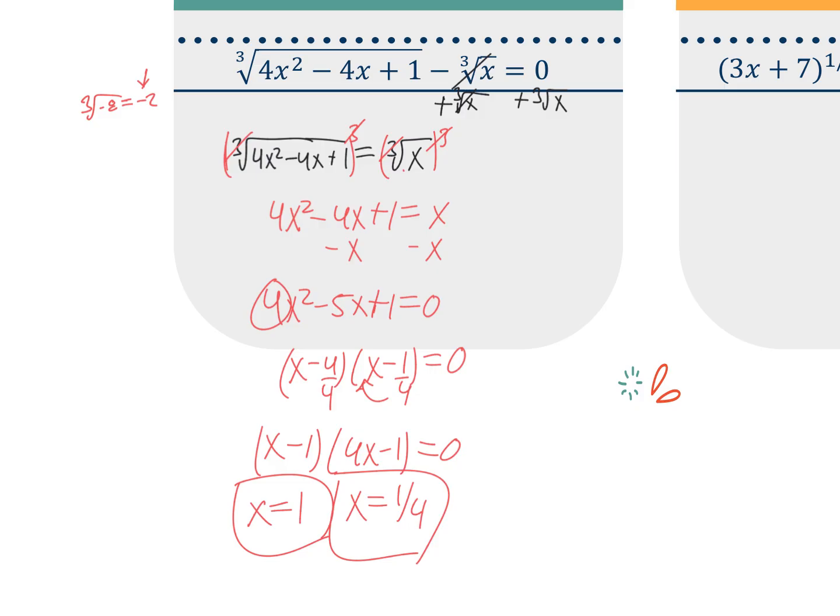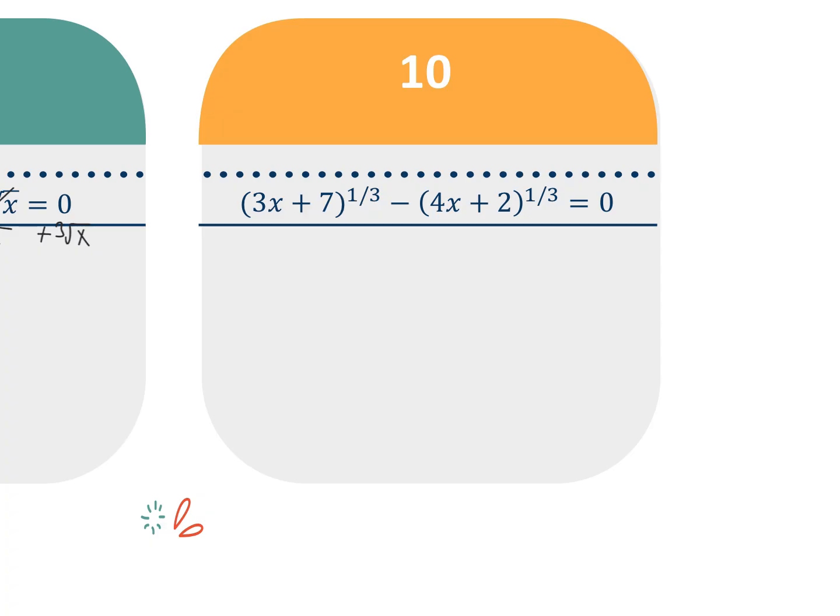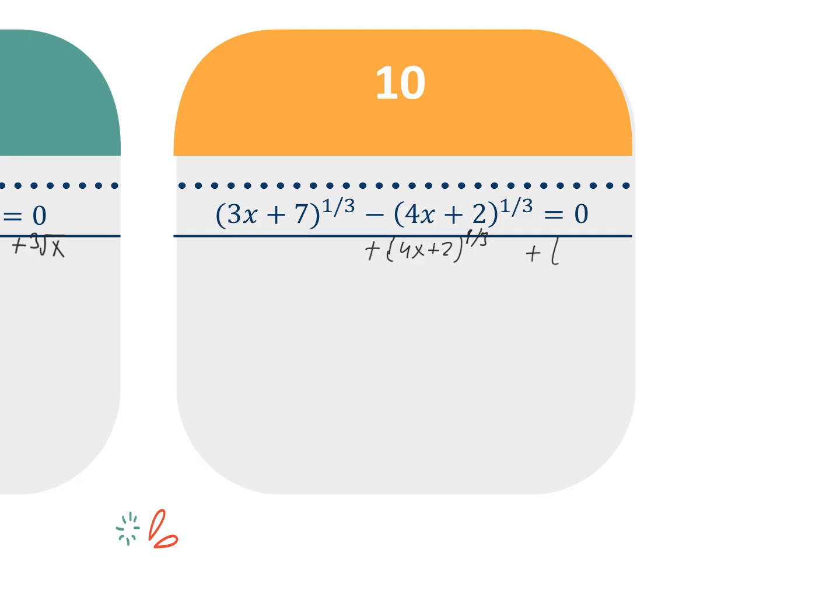All right. So now let's do the same thing over here, right? Same exact idea, we just have a fractional exponent this time. But once again, let me just get whatever has the fractional exponent isolated. All right, so I'm going to add (4x plus 2) to the 1/3 on both sides of this equation. And then we end up with (3x plus 7) to the 1/3 equals (4x plus 2) to the 1/3.